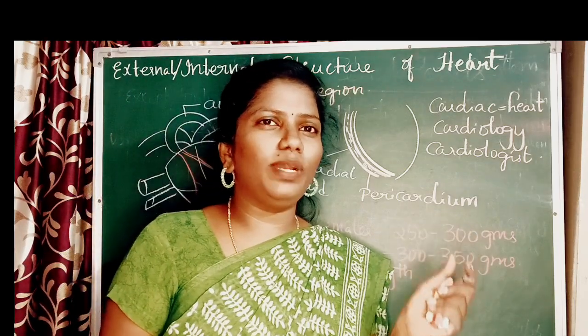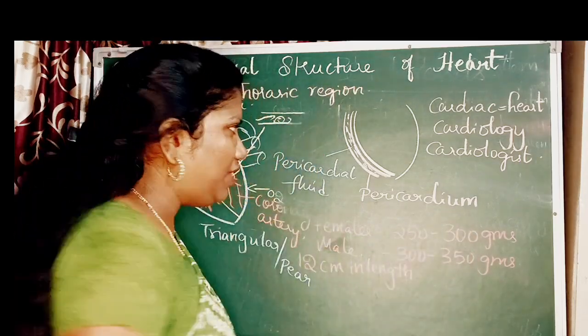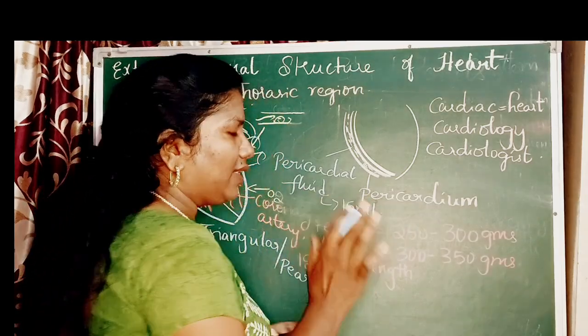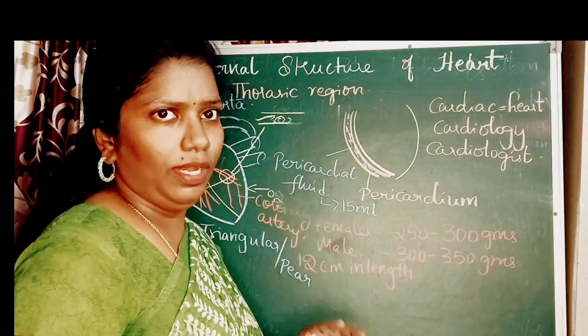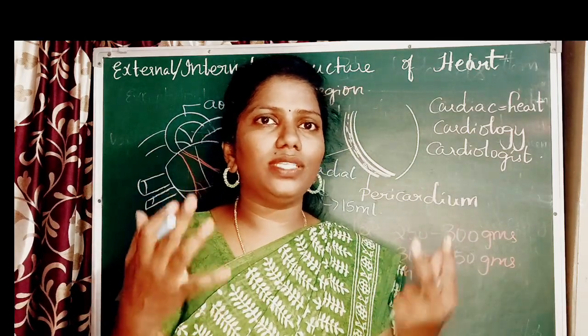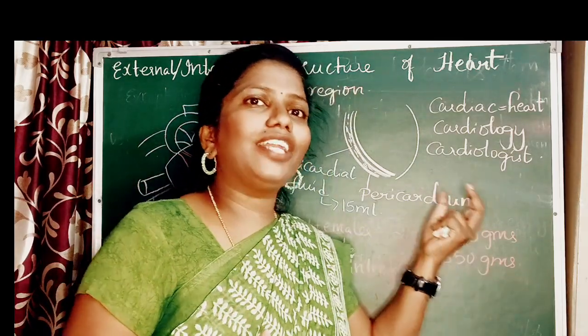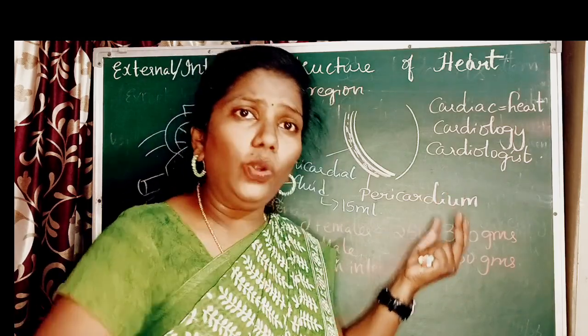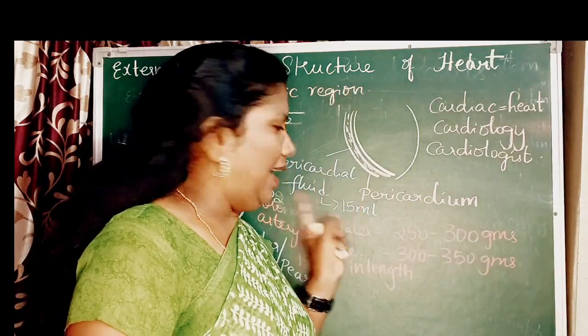The volume is approximately 15 ml. 15 ml of fluid can be present surrounding the heart. It mainly acts as a mechanical shock absorber. If someone gets pushed or some sudden incident happens to the chest cavity, the heart can be protected by the lungs, by the rib cage, as well as its own layer, the pericardial fluid.